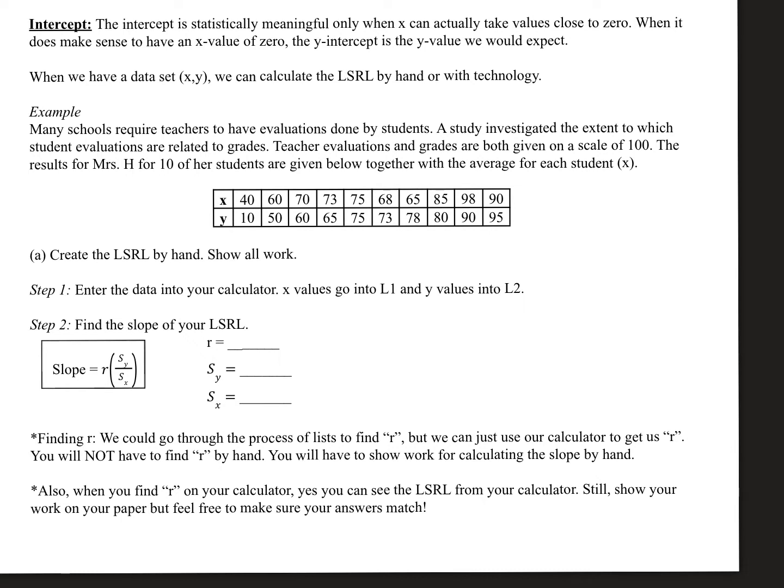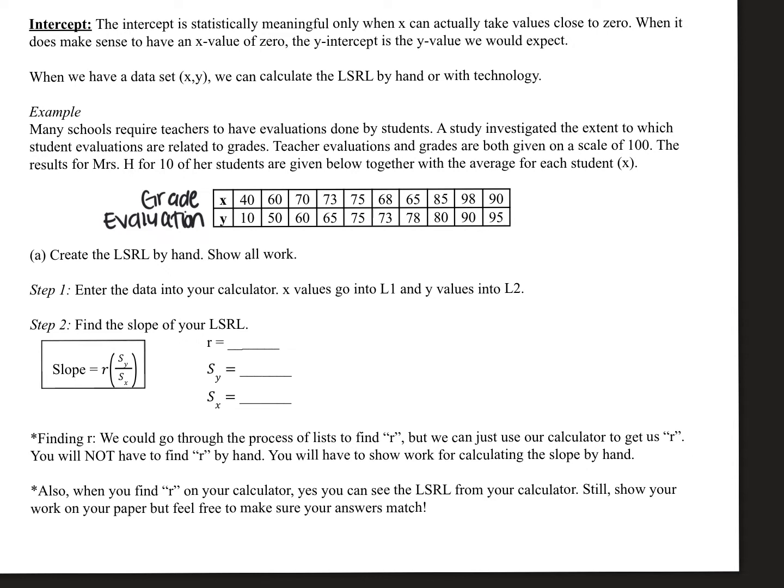So we want to create the line that best fits this data. The student grade is our X value. And then their evaluation score is the Y, because you would expect that the higher grade you have, the higher evaluation you give that teacher, because you're doing better in that class.